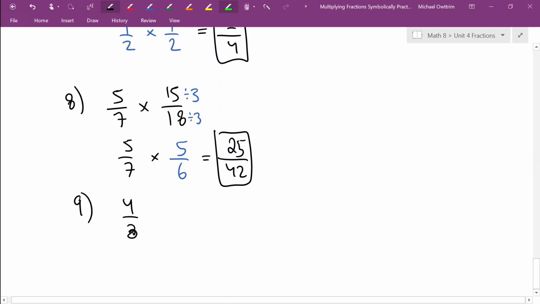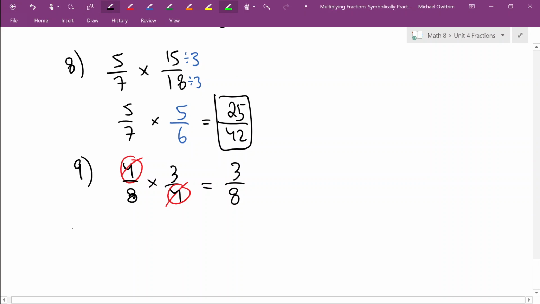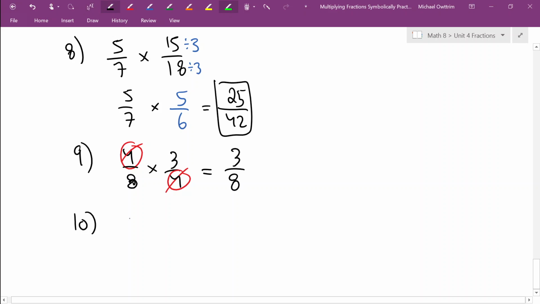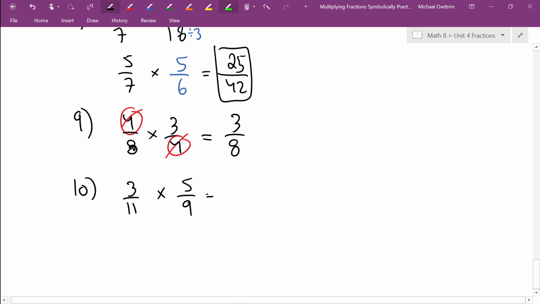Question 9. 4/8 times 3/4. I could simplify 4/8, but the other thing I notice is 4 on the top, 4 on the bottom. Sayonara, they cancel. Gives me just 3 on the top and 8 on the bottom. 3/11 times 5/9. I don't see anything that can simplify there. I guess I can divide 3 and 9 by 3 each to get 1 and 3. 5 times 1 is 5 on the top. 11 times 3 is 33 on the bottom. So simplifying.